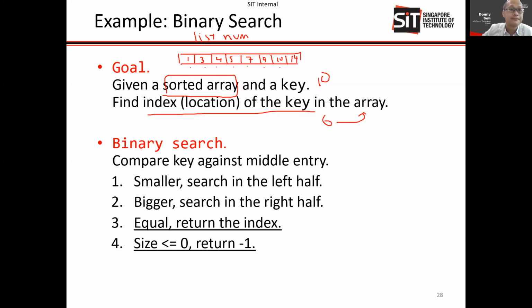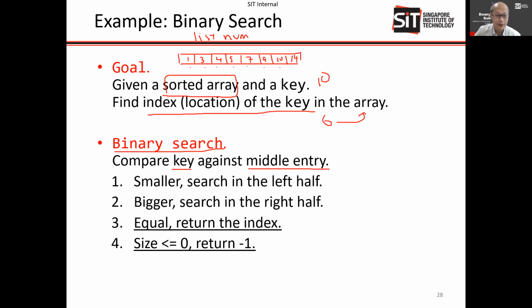How we do it is the following. The technique that we are looking at is called binary search. In this binary search, we compare the key against the middle. So remember in the lectures that we talked about, you want to search for a number, you choose the middle number first, and after that you decide whether you want to go to the left side or the right side. If it is smaller, you search to the left side. If it's larger, you search to the right side. And if it's equal, you return the index.